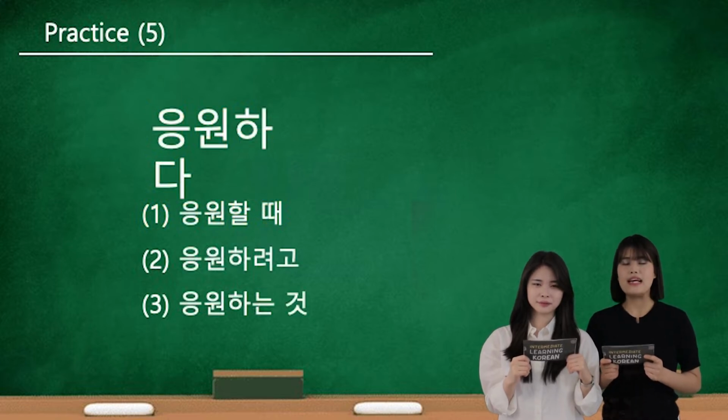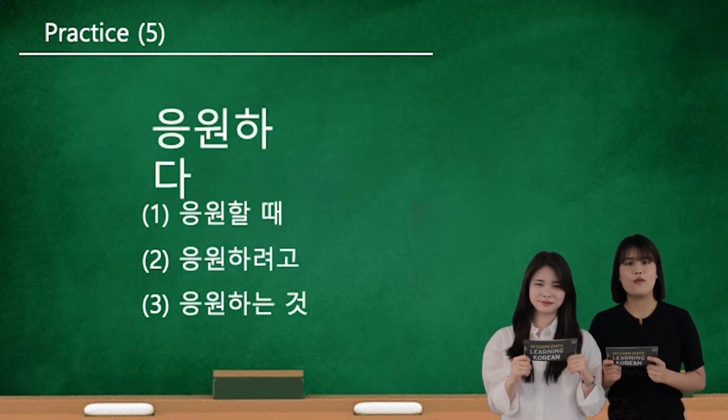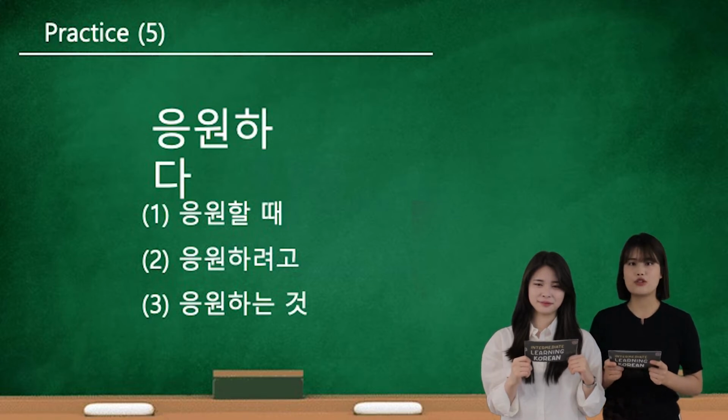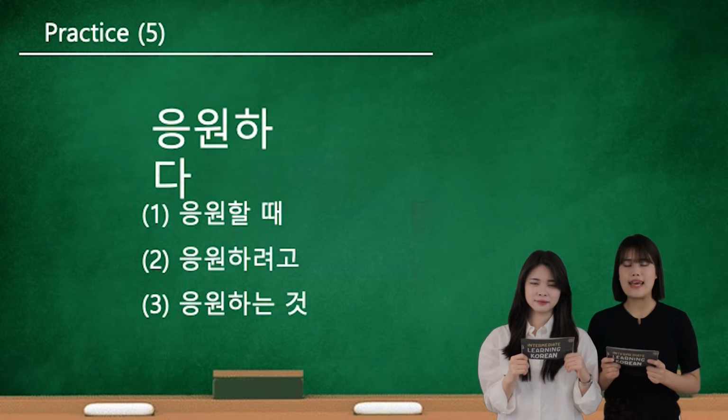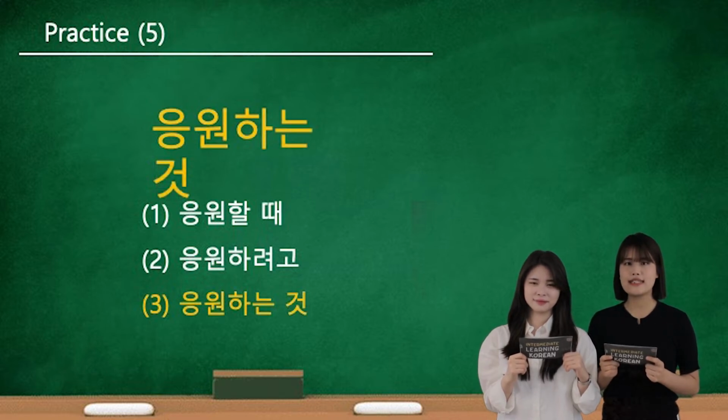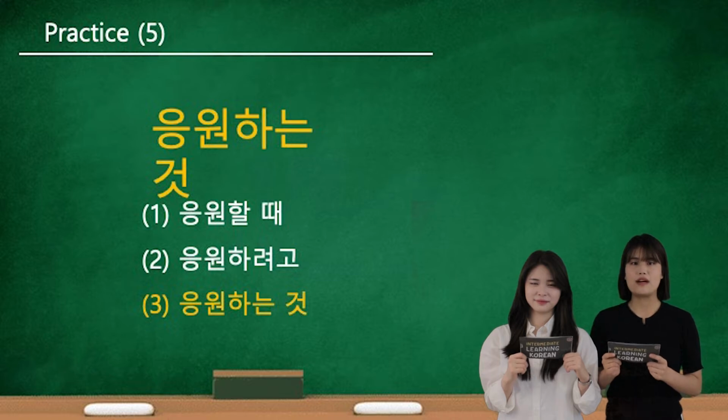Next problem. 응원하다. What should we change 응원하다 to? Yes, it is 응원하는 것. When we remove 다 from the verb 응원하다 and add 는 것, it becomes 응원하는 것.